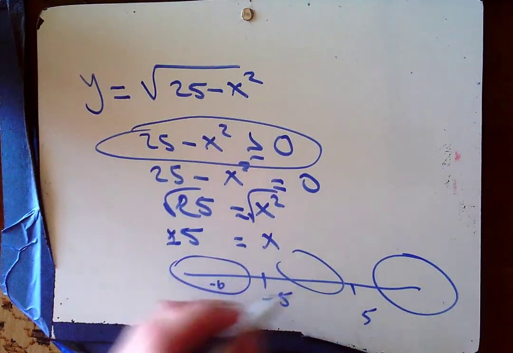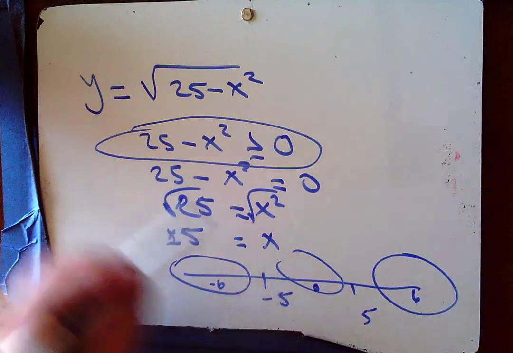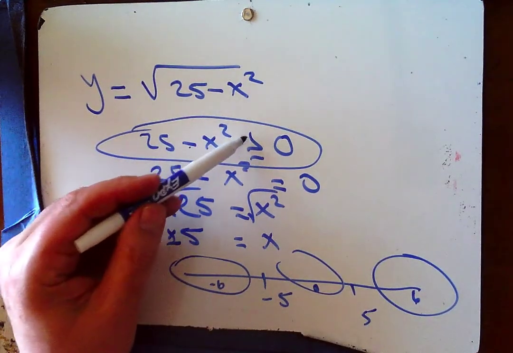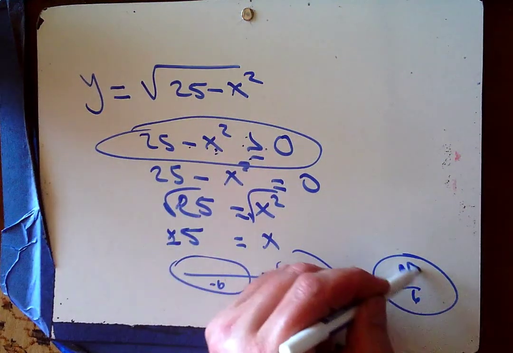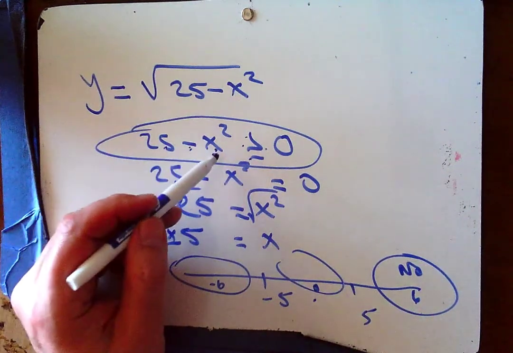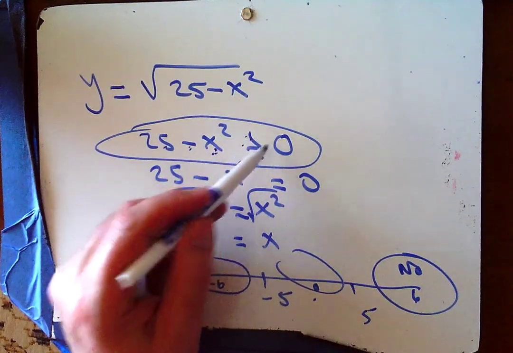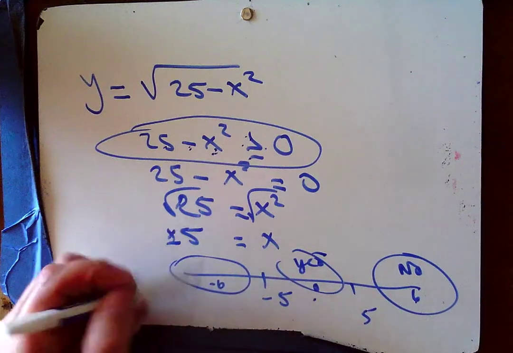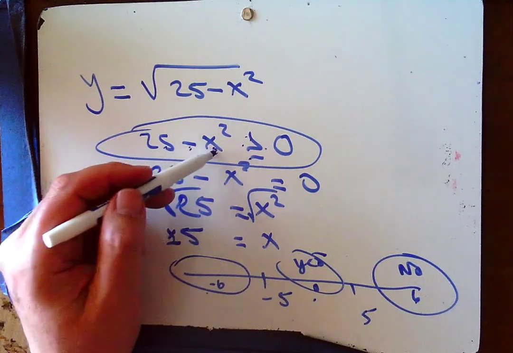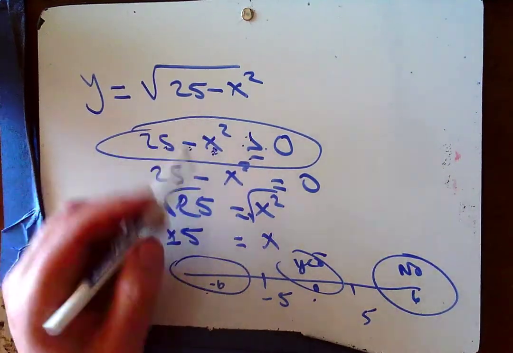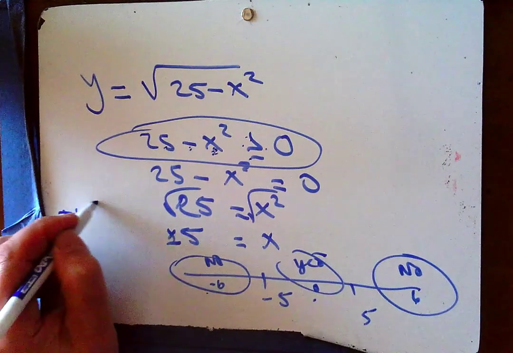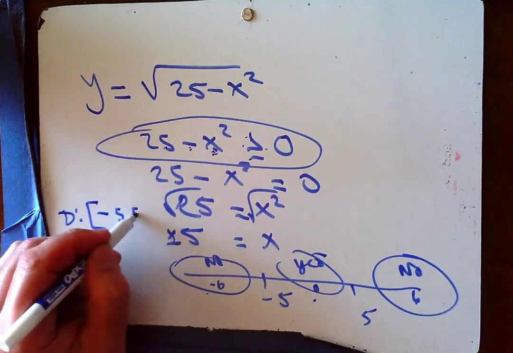So -6, 0, +6. 6 squared is 36. 25 minus 36, is that greater than or equal to 0? No. How about 0? 0 squared is 0. 25 minus 0 is 25. 25 is greater. And then what about -6? Well, -6 times -6 is still 36, and so I'm still going to get a negative number over here, and so this is no. And so my domain here would be -5 to 5.